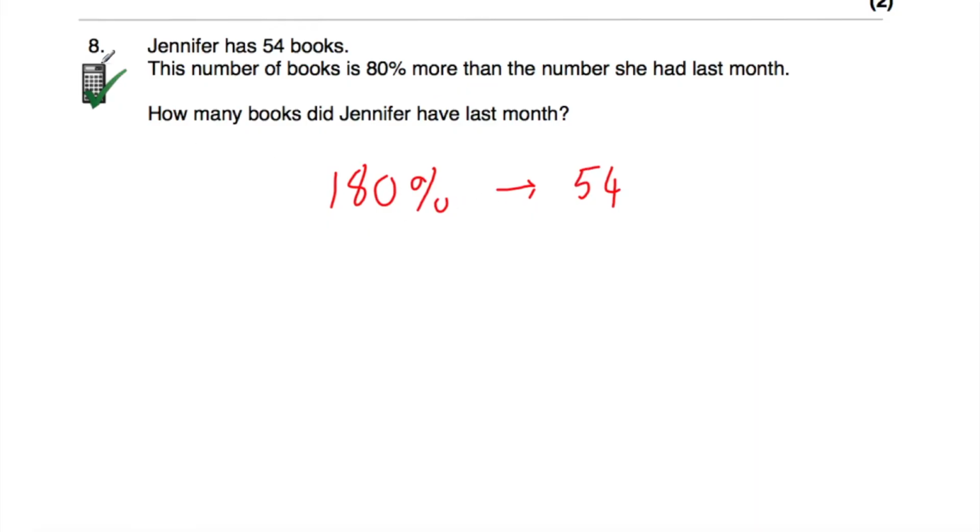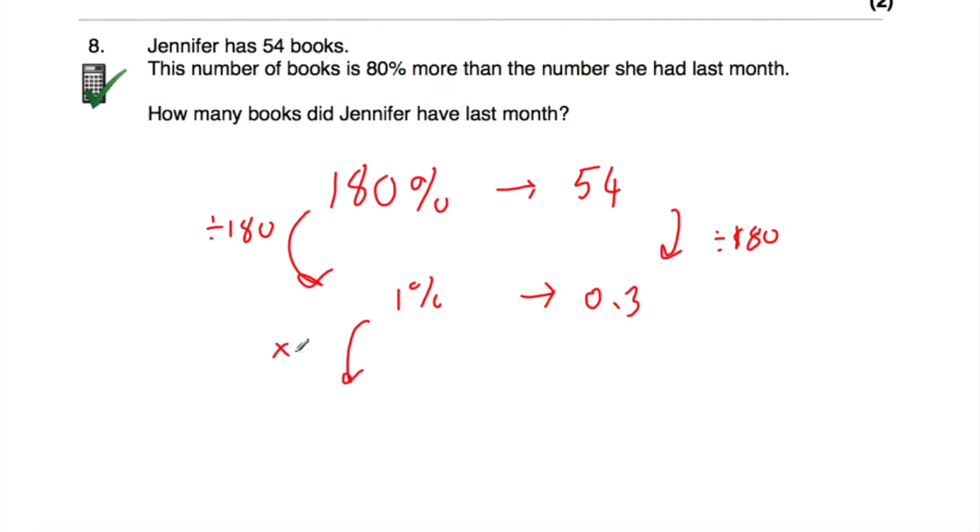Now, it's a calculator question. Let's find 1% by dividing both of these numbers by 180. So divide by 180 and divide by 180. And when we do that, we get an answer of 0.3. So that means that 1% is equal to 0.3. Well, we want to find 100%, so now let's multiply by 100 and multiply by 100. 1 times 100 is equal to 100%, and 0.3 times 100 would be equal to 30. So that means that last month she had 30 books, and that's it.